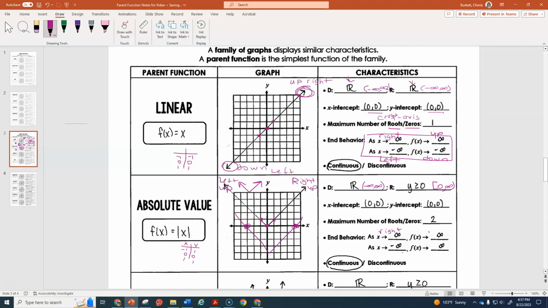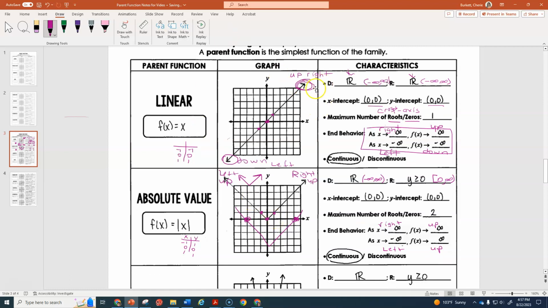And this is saying up. On the right side, we're going up, and on the left side, we're going up. If I ask you to describe the end behavior of this one, I would say different. It has different end behavior. One side's going up, the other side's going down. For the end behavior here, I would describe that as same end behavior, because both ends are doing the same thing. Both ends are going up.